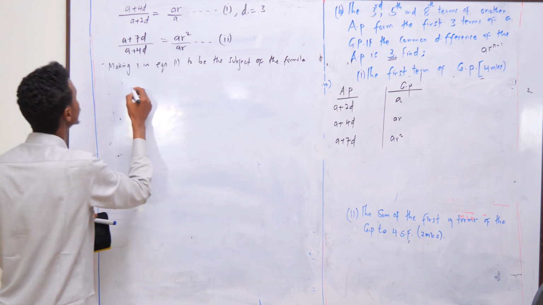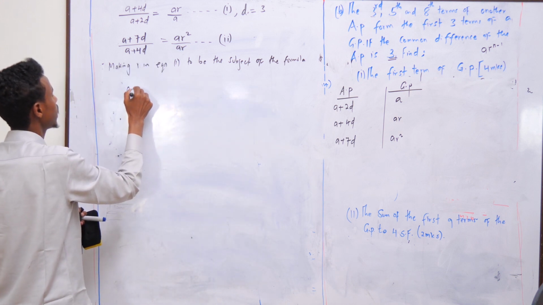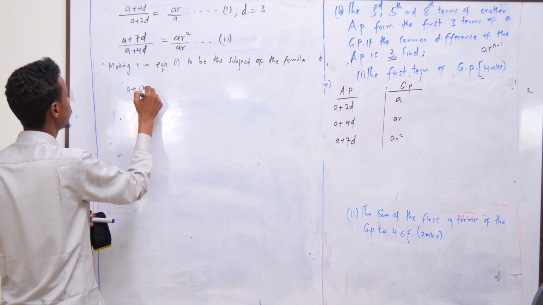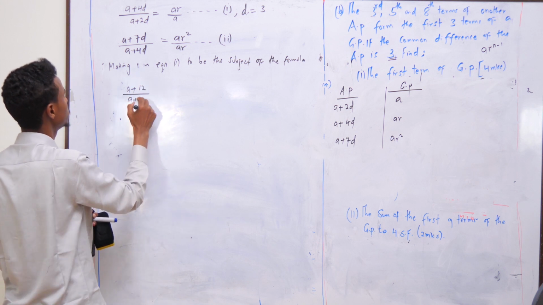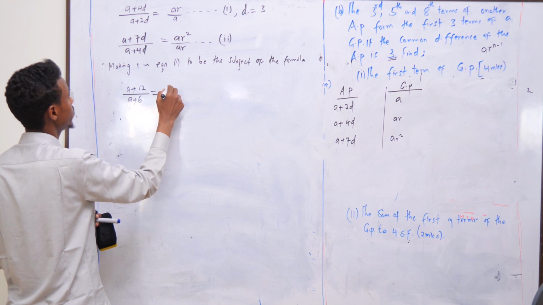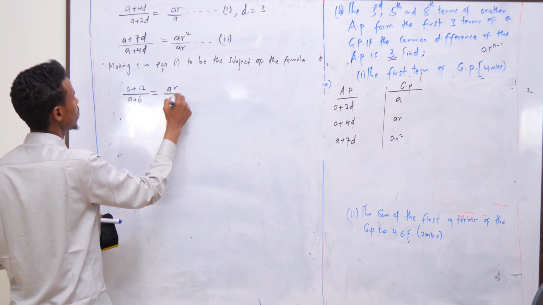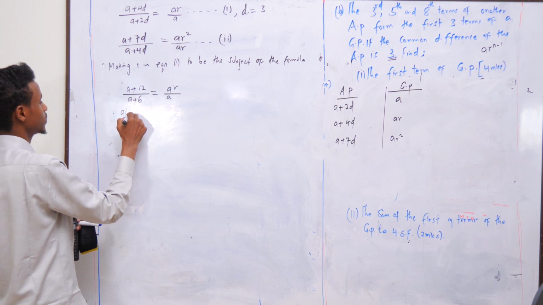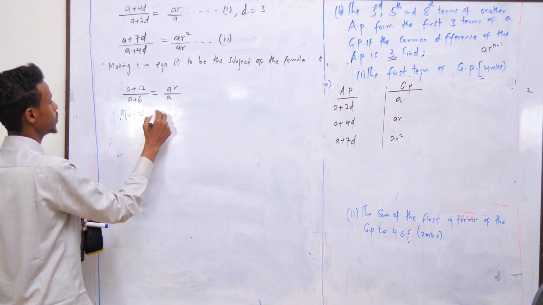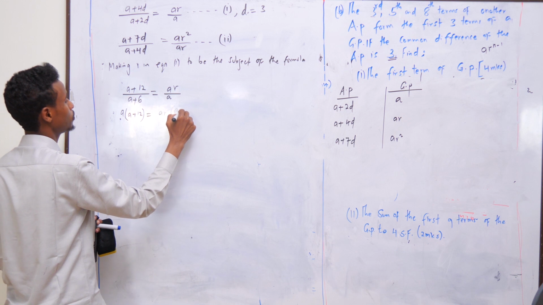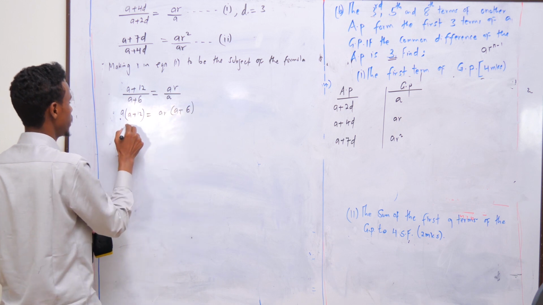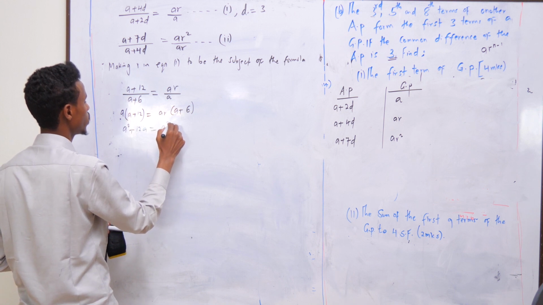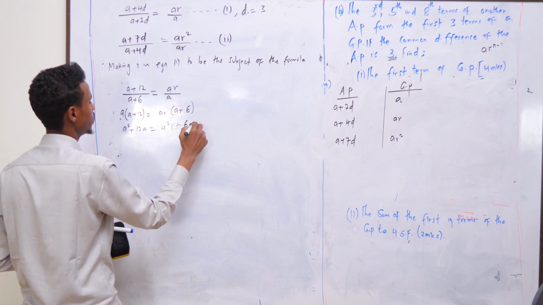Now, it will be A plus 4 times 3, because this will be 12, out of A plus 2 times 3, 6, shall give us AR all over A. Now let's cross multiply. It will be A into bracket A plus 12 shall equal to AR into bracket A plus 6. It will be A squared plus 12A shall give us A squared R plus 6AR.